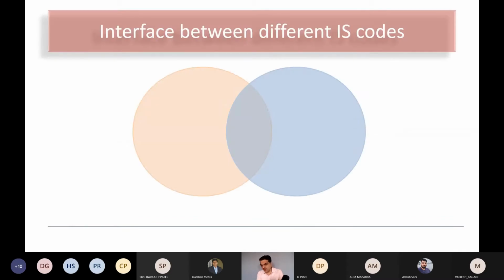Now, this is also one of the important points which I'll highlight for your information, that the interface between these different Indian standard codes is also very important, because the revision is happening in different cycles, and that's why it is quite possible that we would have very major differences between the different Indian standard codes. Okay.